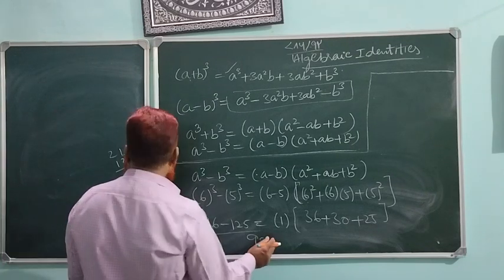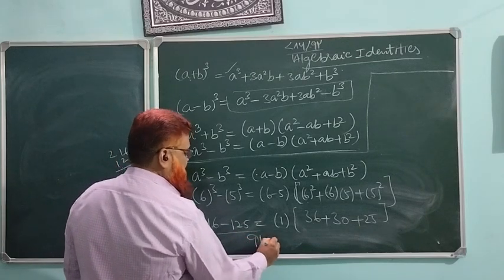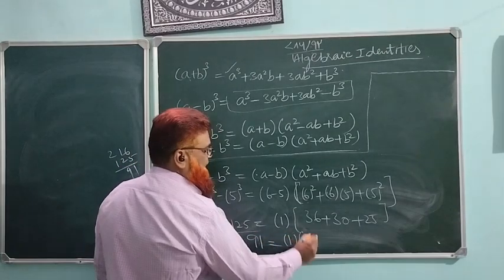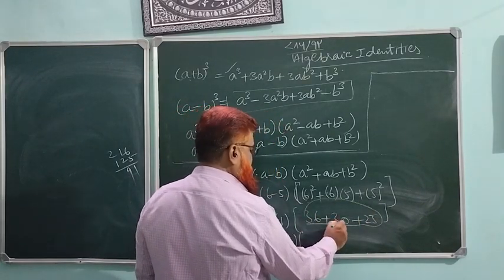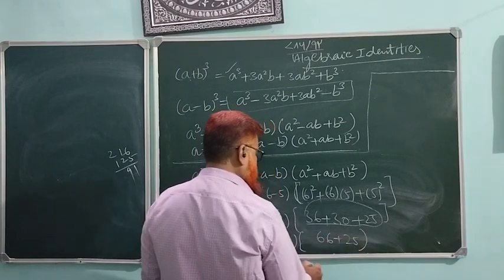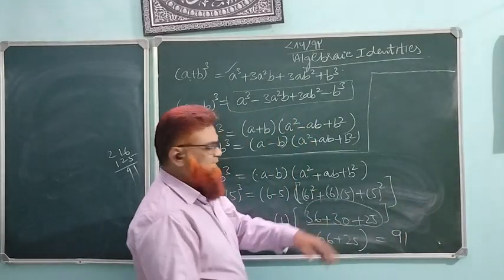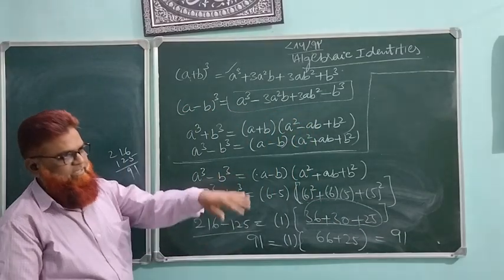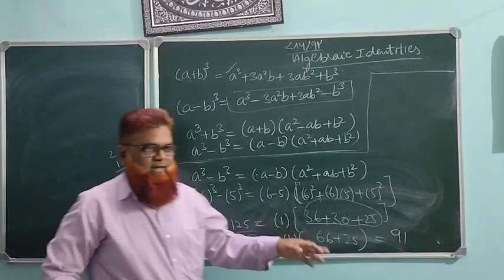Alright, this is equal to what? 6 minus 5 is 1, now 1 outside. Then you add all this. What do you get now? 36 plus 30 is 66. 66 plus 25, which is equal to what? 91. 36 plus 30 is 66, and 66 plus 25, again you get 91. LHS is 91, RHS is 91.